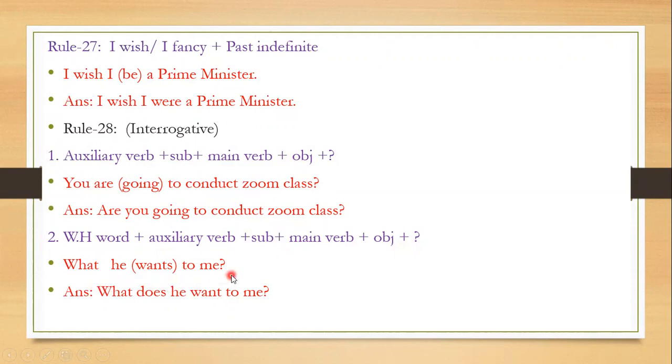What he wants to me. Here is a question mark. But after a WH word, there is a rule to write the auxiliary verb, but there is no auxiliary verb. That's why I have written it correctly. What does he want to me?